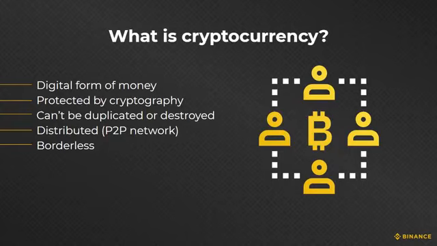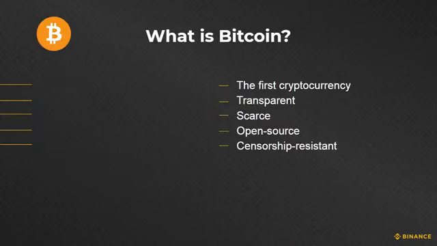It can be distributed. That's what is known as a P2P network, which means that someone that has a particular cryptocurrency can decide to sell it to you based on your agreed rate. So it is boundless. Anybody, any part of the world, can carry out different forms of transactions with you without much ado. That's cryptocurrency. So what is Bitcoin? Bitcoin is the first cryptocurrency. It's transparent, it's scarce, it's open source, and it's censorship resistant.